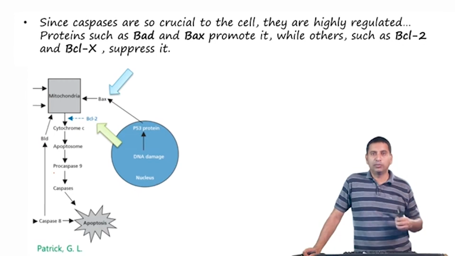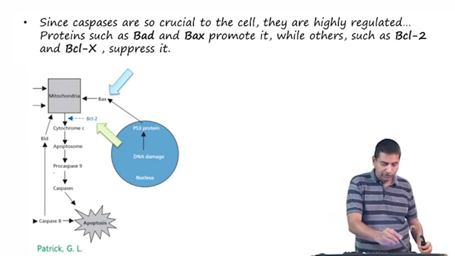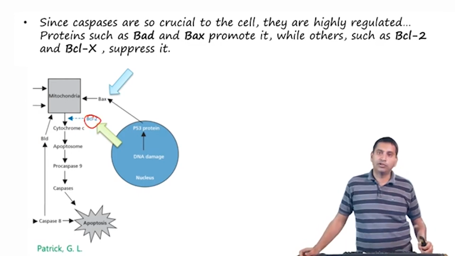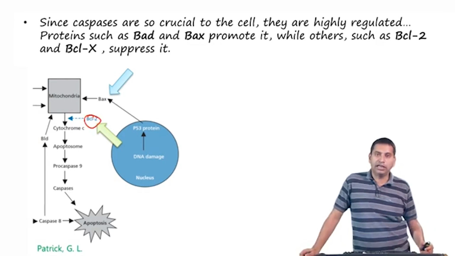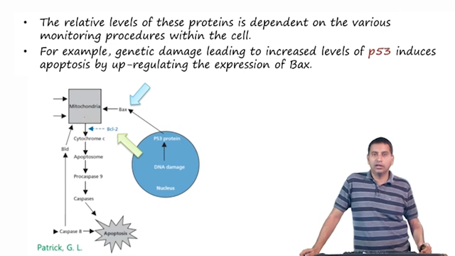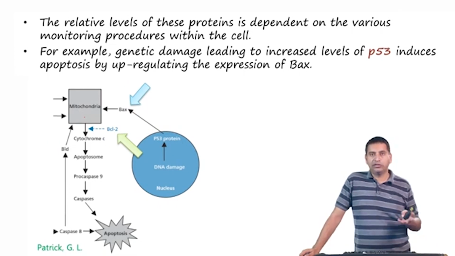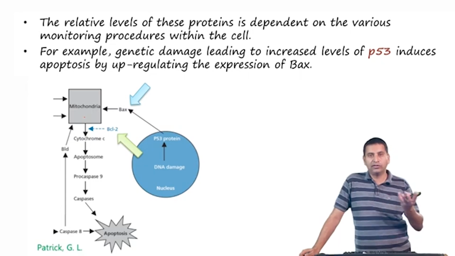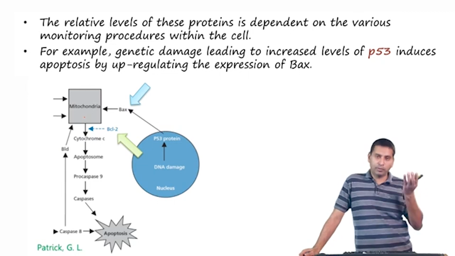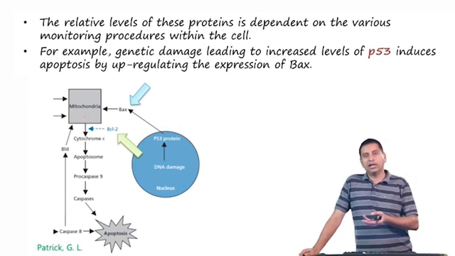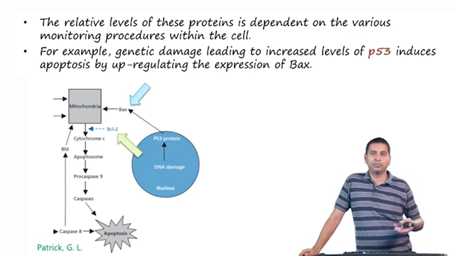Okay. So, there are proteins which promote it, while there are proteins which also suppress it. The examples of suppressors are BCL2 and BCLX. So, the relative levels of these proteins depend on the various monitoring procedures within the cell. Once a high level of damage is induced, the levels of inhibitors of apoptosis may go down and the promoters of apoptosis may go up.